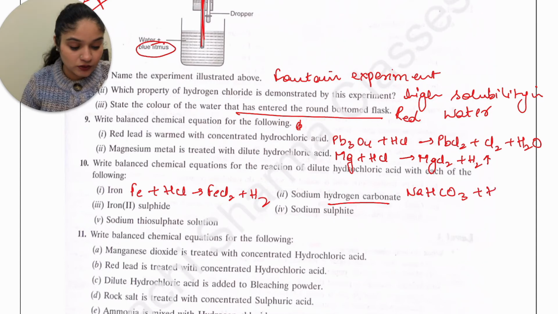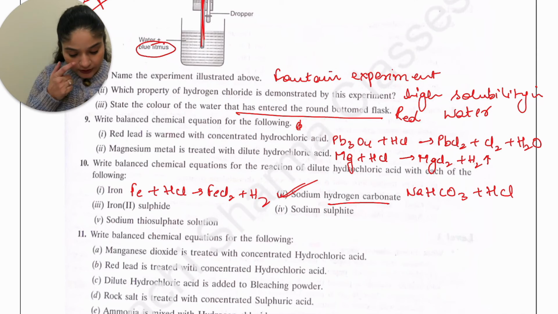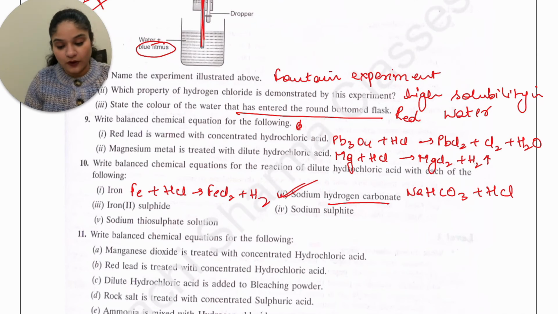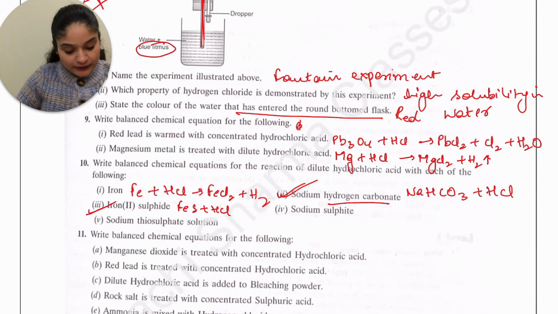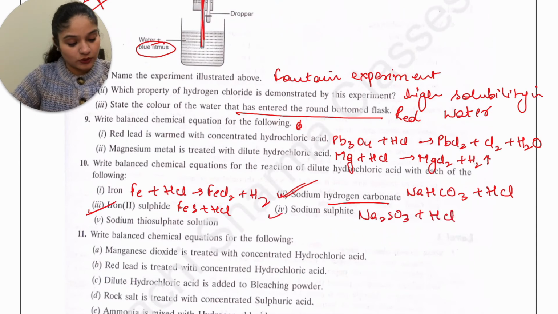NaHCO3 plus HCl. We have already covered this. You can go back in the session and check the equation. Then iron 2 sulfide is FeS plus HCl. We have done this also. Then sodium sulfite Na2SO3 plus HCl. We have done this also.